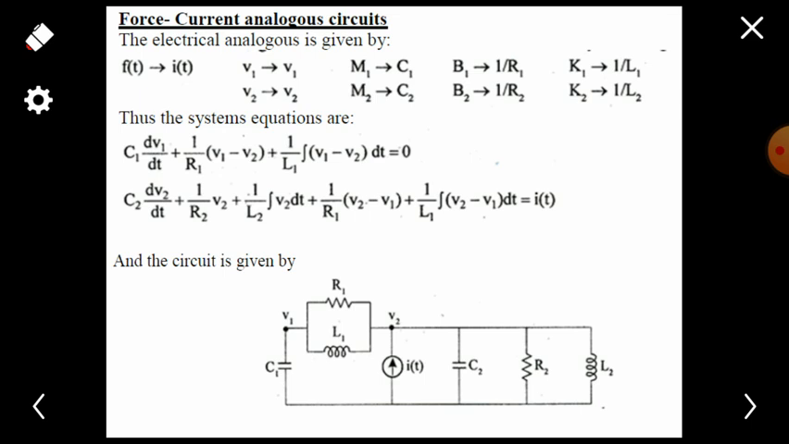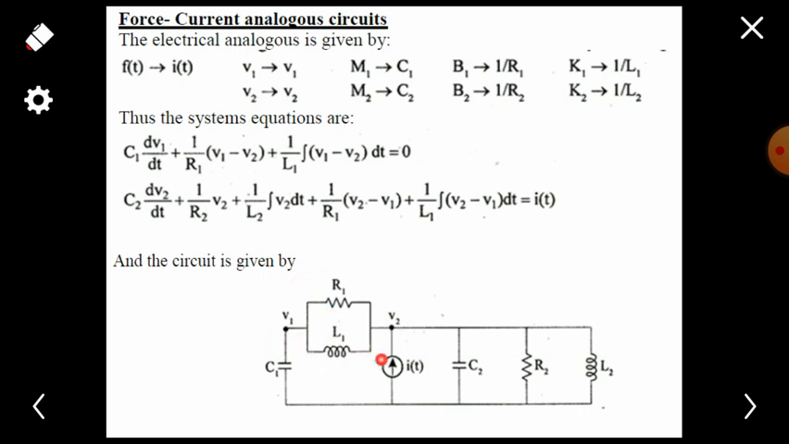Okay, we have found the equations of an electrical system. Now we are going to construct a circuit using these equations. For a force current analogous system, we use the node values, that is, we draw the diagram using the nodal equations. We consider v1 as the first node and v2 as the second node. In between v1 and v2 we connect the common values of v1 and v2, that is L1 and R1, in parallel form.